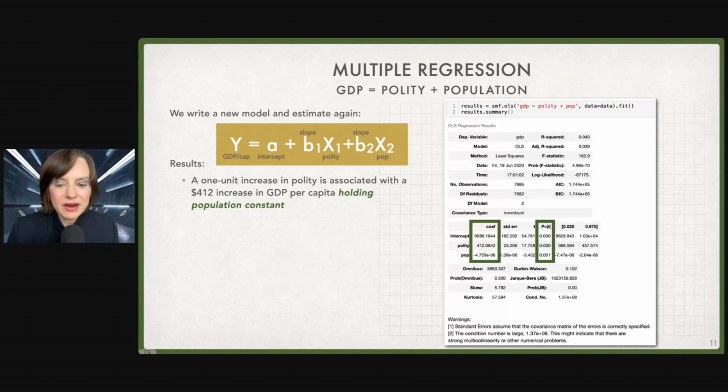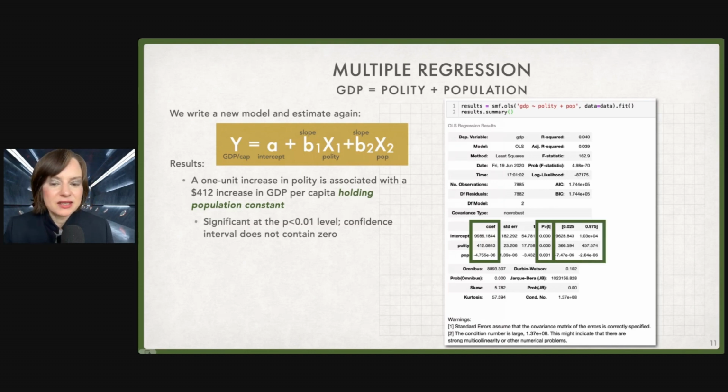Our p-values are hanging out at 0 for polity. For the population, we now actually see a number. That's nice. Our confidence interval does not contain 0 for our coefficients. For either coefficient, it's quite small for population, but it's not 0. And it is significant at the p is less than 0.01 level.